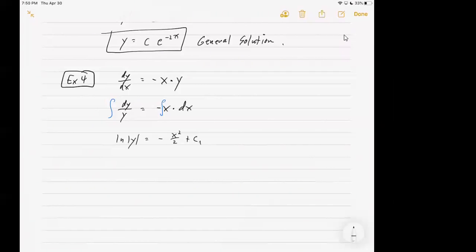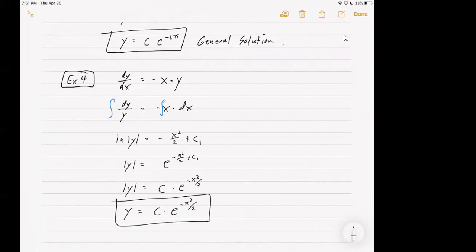Okay, so this, I'm going to call that C1, by the way. So if we want to isolate, we exponentiate both sides and have e to the negative x squared over 2 plus C1, which, as we've seen in the last couple of problems, means that we get c times e to the negative x squared over 2. And since c can be plus or minus, we can write y equals c times e to the negative x squared over 2. And the plus or minus will be incorporated in the initial value that we're working with.